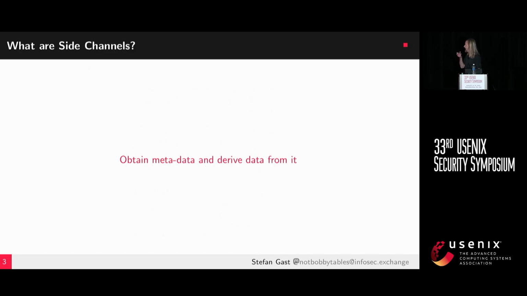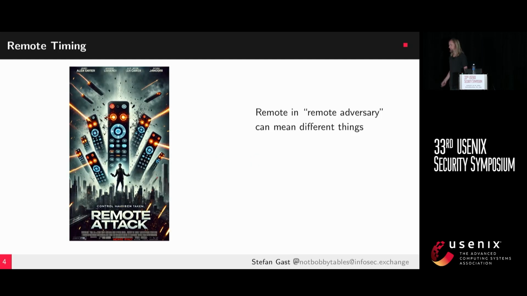So as we use a network timing side channel, first of all, what are side channels in general? Let's stick to the definition: we obtain some metadata and then we derive some data from it. Now, what does it mean for a side channel to be a remote side channel?